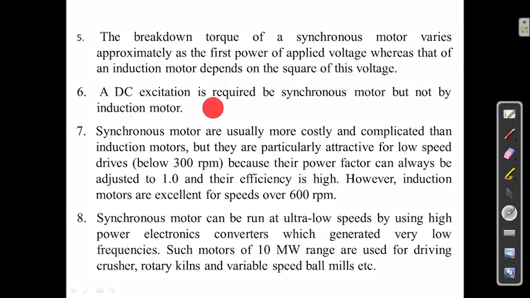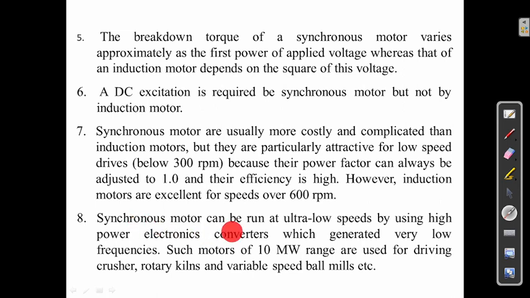Then DC excitation is required for a synchronous motor, but not for the induction motor. Synchronous motors are usually more costly and complicated than induction motors, but they are particularly attractive for low speed drives, below 300 rpm, because their power factor can also be adjusted to 1.0 and their efficiency is high. However, induction motors are excellent for speeds over 600 rpm.